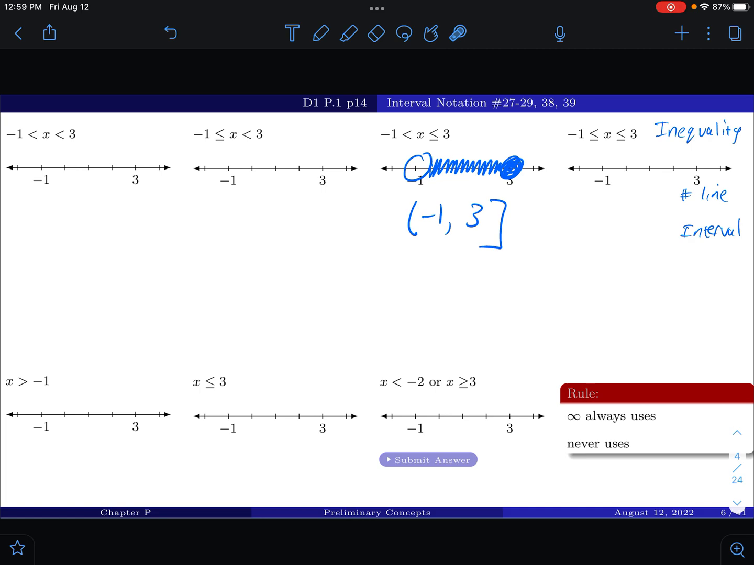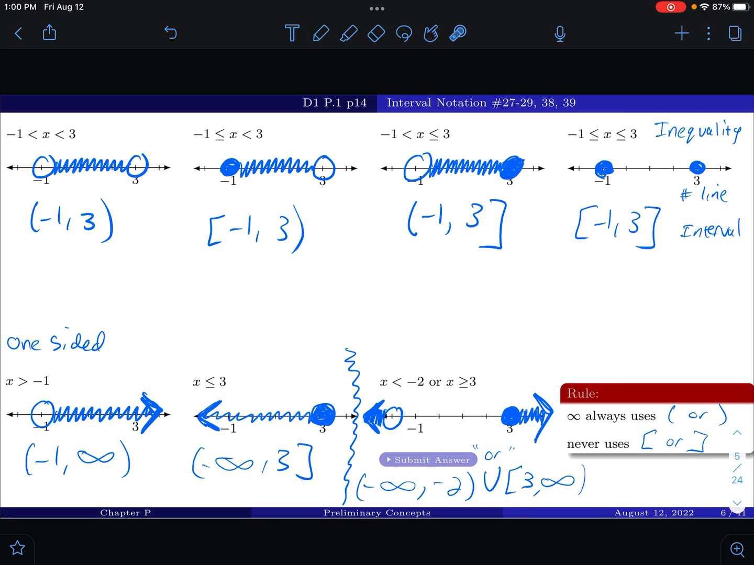So your job now is to pause the video and to come up with the interval notation and the number line representation for these 3 remaining inequalities just in the top row. So do those, pause the video, and the answers will be on the next screen. Okay, here are the answers.